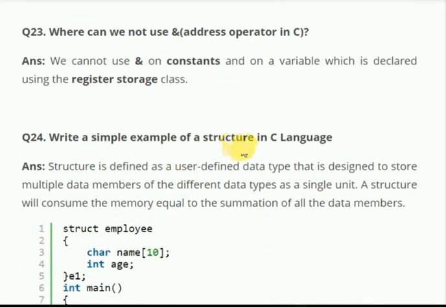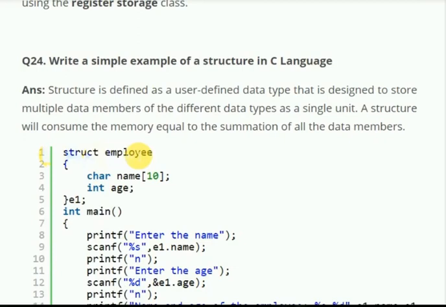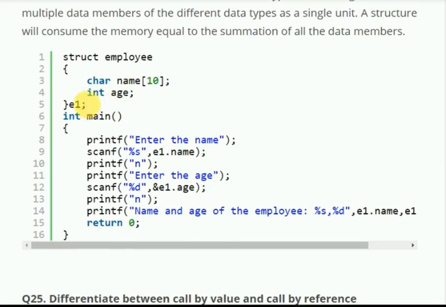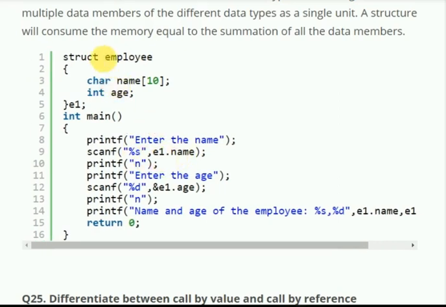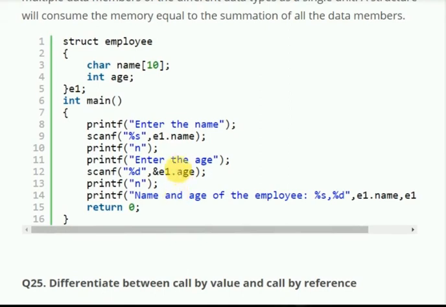Write a simple example of a structure in C language. A structure is a user-defined data type that is designed to store multiple data members of different data types as a single unit. Struct employee { char name[10]; int age; }. Here a name is given to the structure, employee. In order to access the variables of the structure, we use e1.name and similarly e1.age to store something in it.